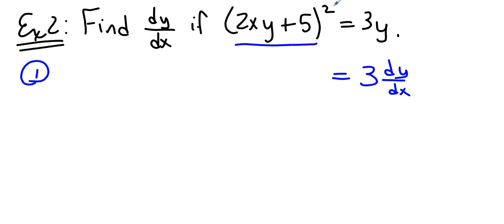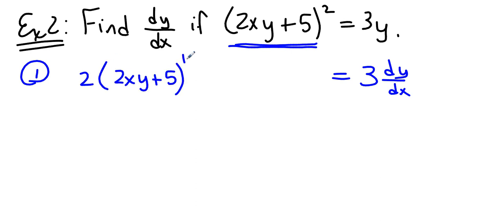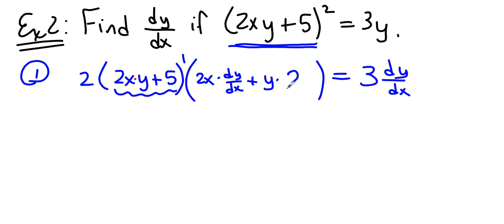This is something squared, so the derivative of something squared is 2 times that something to the first power times the derivative of the inside. That's chain rule. Well, what's the derivative on the inside? Well, that's a product. So we're going to find that derivative using the product rule. And the derivative of a product, well, that's first times derivative of second plus second times derivative of first.